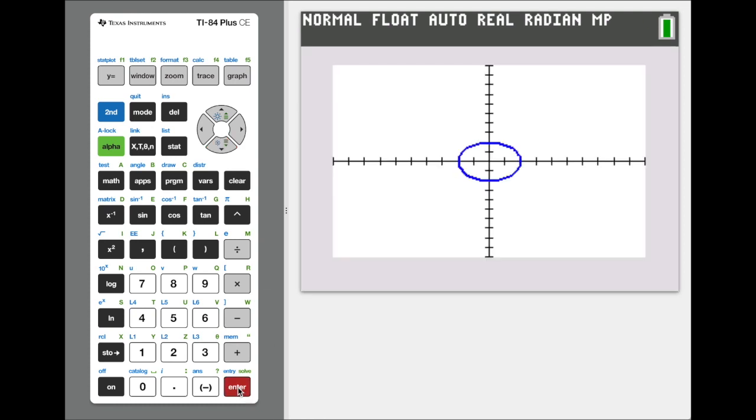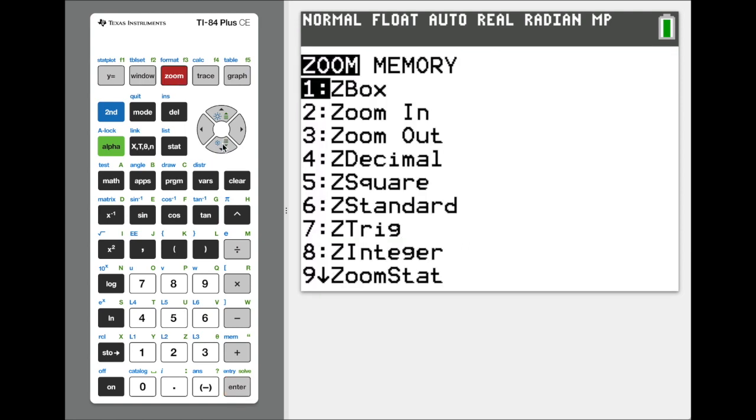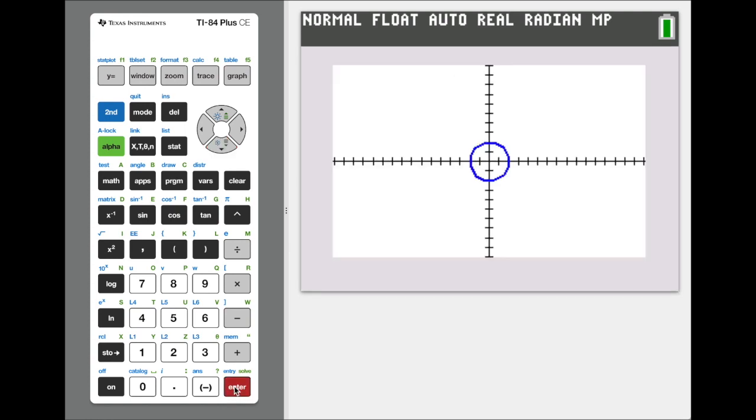Okay, so we have our circle, and we expect to have a circle of radius 2, but the circle is kind of oval in shape. So ideally, when we're dealing with polar coordinates, we want to make sure that our axes are squared, meaning that the scale on the x-axis and the scale on the y-axis are the same. So what I might do here is go to zoom, and go down to zoom square and hit enter. And what that does is, whatever your axes were before, your calculator does its best job to make the scale on both axes the same.